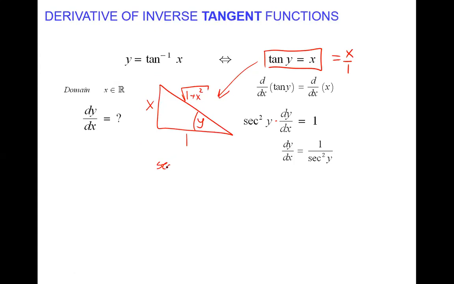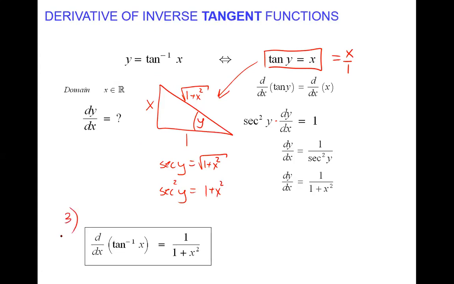Okay, and now we're looking for secant. That's secant of y. Secant of y is simply the square root of 1 plus x squared over 1, but I will skip over 1. And for secant squared, I will just square the quantity. That means this is the third formula. I don't know if you're making the notes, but remember, that's the third one. Inverse tangent of x, the derivative is 1 over 1 plus x squared. Okay? Nice and easy. So now, let's just practice.